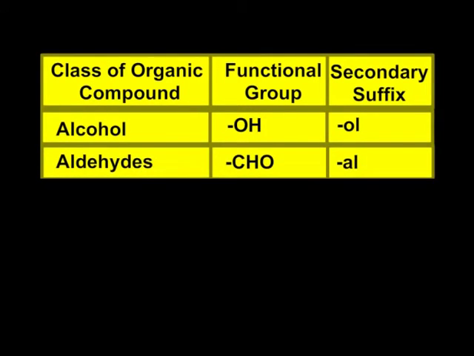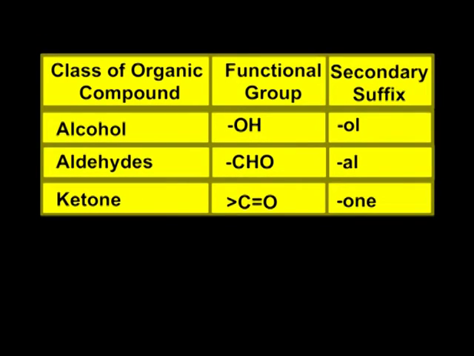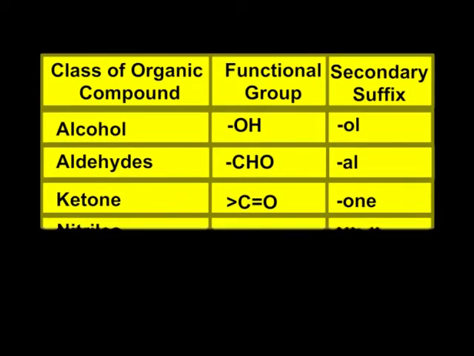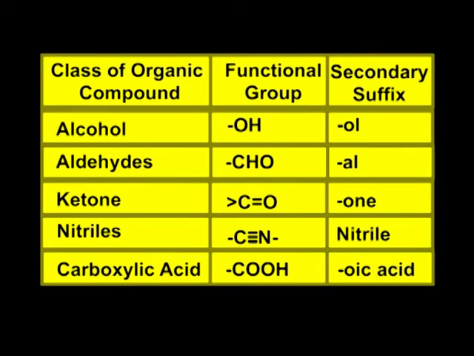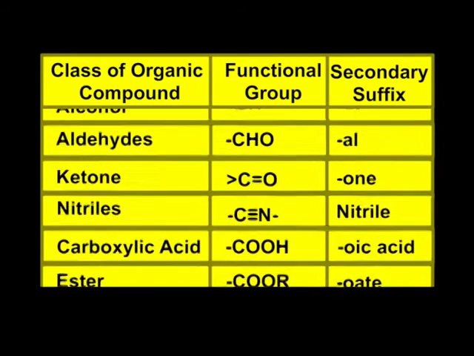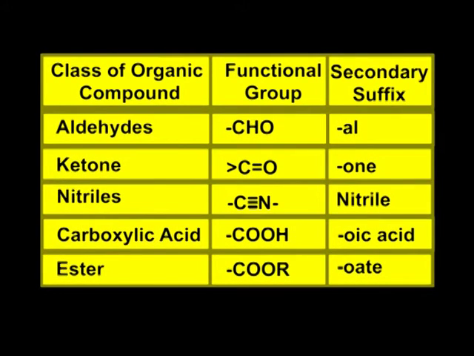For aldehydes, its functional group is CHO, its secondary suffix is al. For ketones, its functional group is C double bond O, its secondary suffix is one. For nitriles, its functional group is C triple bond N, its secondary suffix is nitrile. For carboxylic acid, its functional group is COOH, its secondary suffix is oic acid. For ester, functional group is COOR, its secondary suffix is oate.